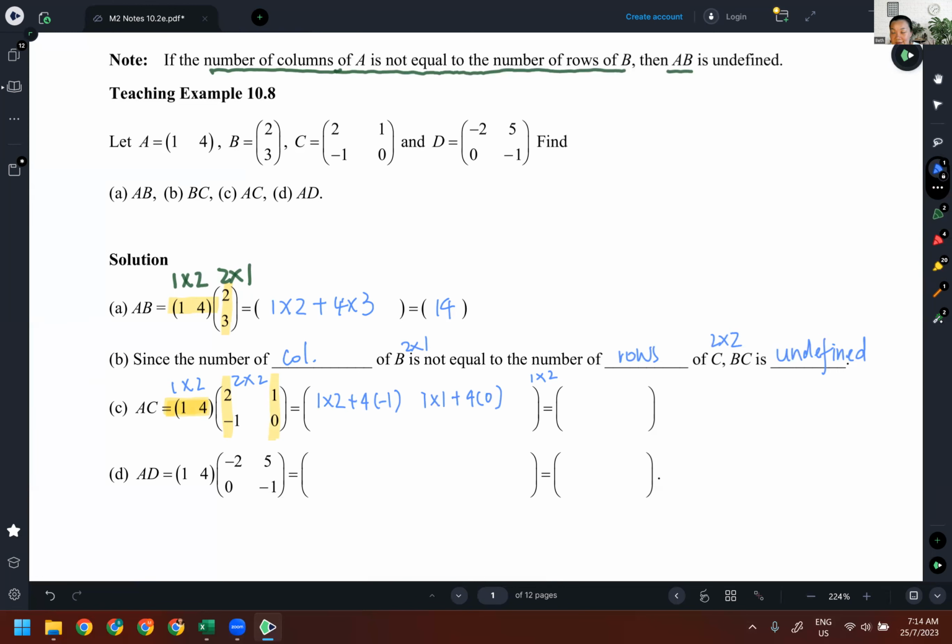Okay? So after that, I've used all the numbers, and then I have the answer. You see a little calculation. The first value is -2. The second value is 1. And that is a 1 times 2. This is a 1 times 2 matrix.